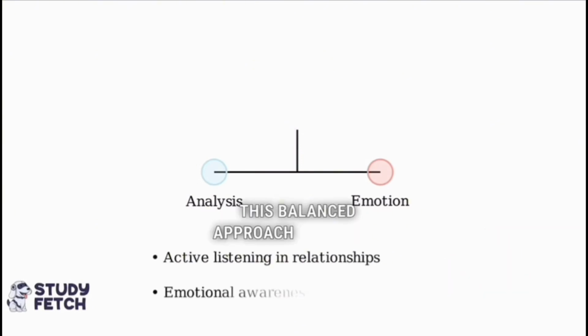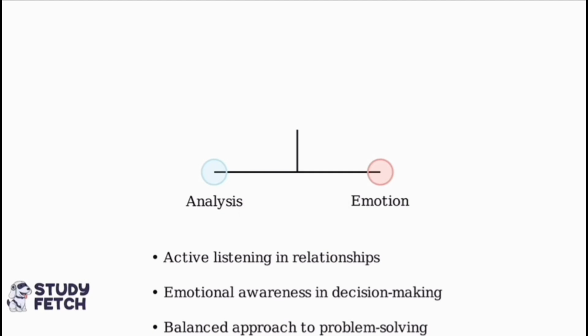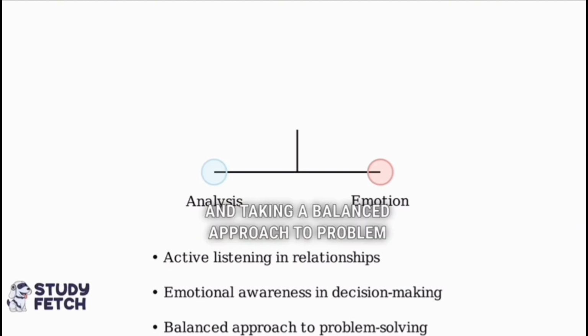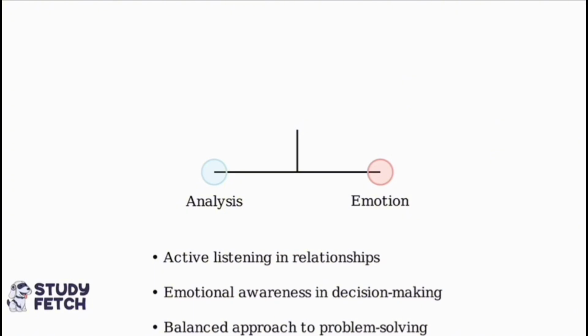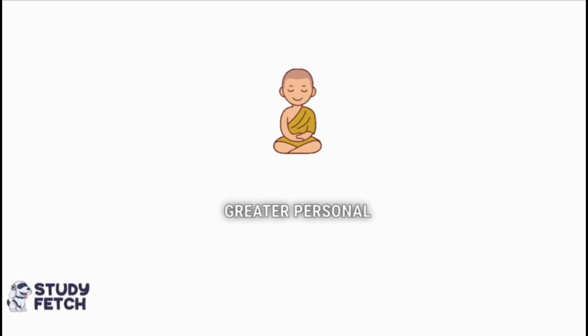This balanced approach manifests in practical ways, such as active listening in relationships, incorporating emotional awareness in decision-making, and taking a balanced approach to problem-solving. By embracing both analytical and emotional aspects, the analytical monk can achieve greater personal fulfillment and more meaningful connections.